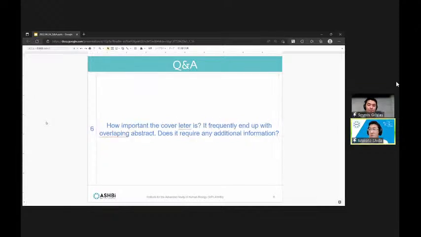Okay, so the next question: how important is the cover letter? It frequently ends up overlapping with the abstract. Does it require any additional information?